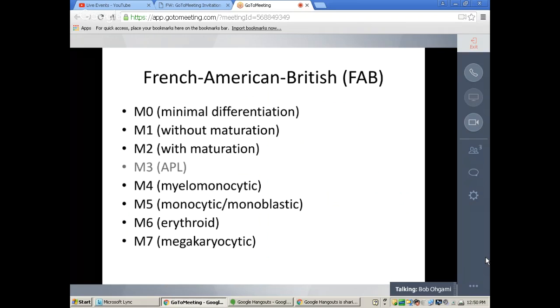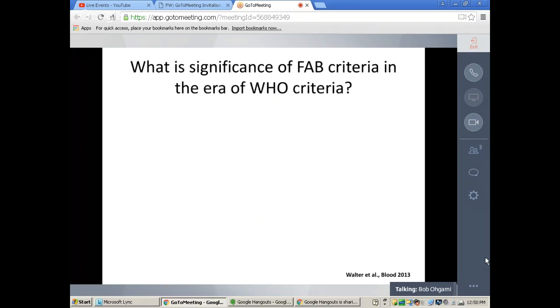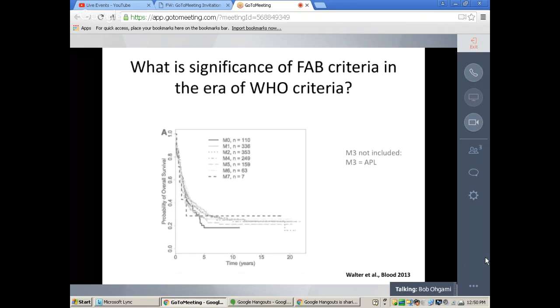So I only bring this up because again, you may see it here and there in reports, sometimes clinicians ask for it. But you can also push back if your clinical colleagues are asking you to classify according to FAB. I understand according to trials that we need it, but what's the significance of the FAB criteria in the era of our new subclassification, the WHO, the 2008 even, or the newer 2016, which people should be using?